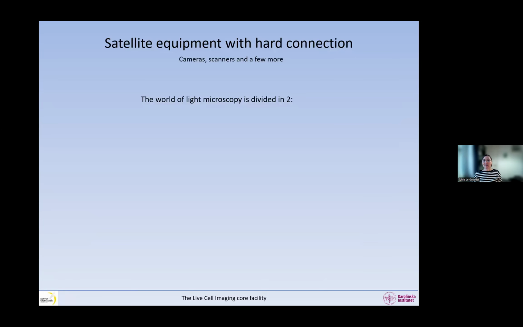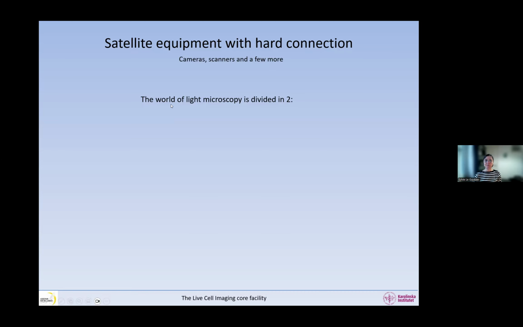So we have satellite equipment, which is attached to hard connections, and there are not many different things that can be attached. So there are cameras, scanners, and we have detectors, a few things.